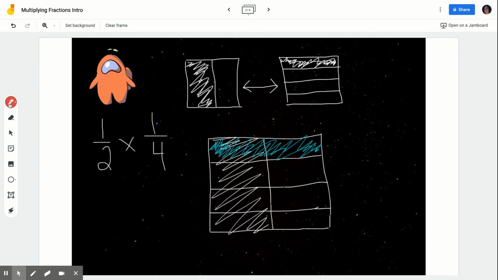The answer or the product to a multiplication problem using this model is represented where the color overlaps, or where it's shaded 2 times. So if I look, there's shading in all of this column and shading in all of this row, but it only overlaps in this space. So remember, fractions are the parts to the whole. So this fraction has 1, 2, 3, 4, 5, 6, 7, 8 parts to the whole, and 1 out of those 8 has overlapping shading. So the product of 1/2 times 1/4 is 1/8.